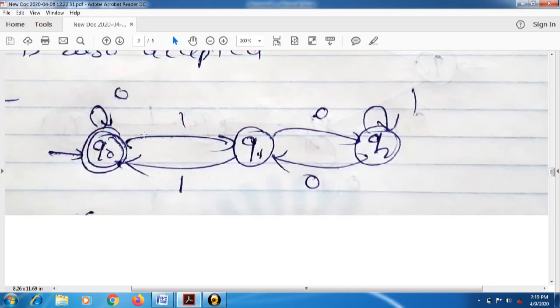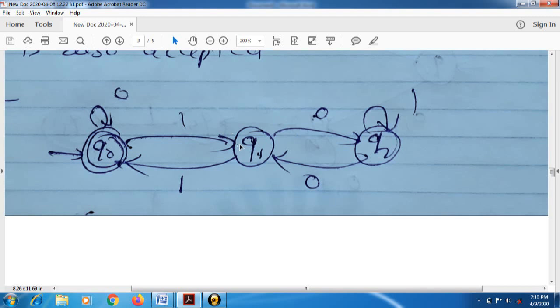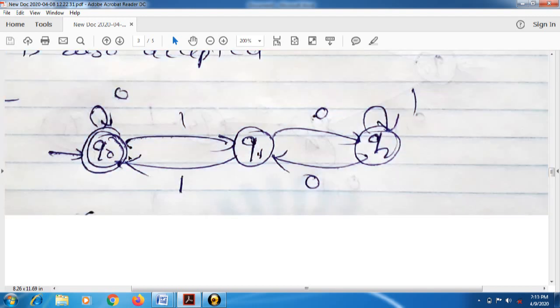So 3 is accepted. Then the second value is 6. The representation of 6 is 110. So Q0 to Q1, Q1 to Q0, and Q0 to Q0 itself. Then for 9, the binary representation is 1001. So 1, 0, 0 and 1. So this is the final DFA for binary representations which are multiples of 3.